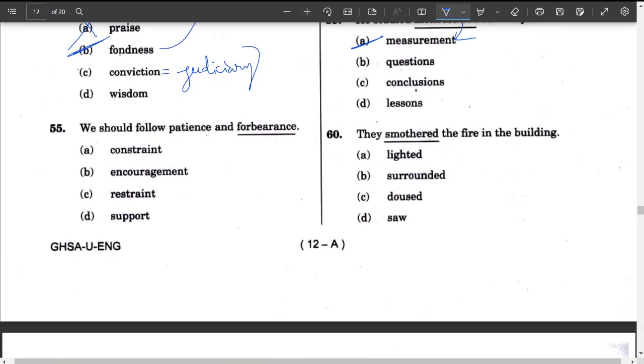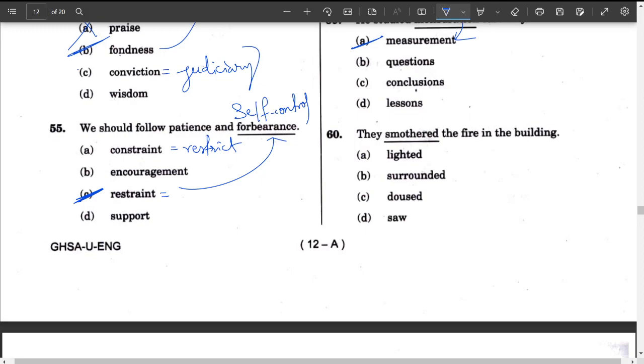Next one. We should follow patience and forbearance. Forbearance in the sense self-control. Okay. Constraint. Constraint is to restrict. Encouragement, restraint, support. What we can use here? Restraint is to control yourself. That can be used with self-control. So C is a synonym.